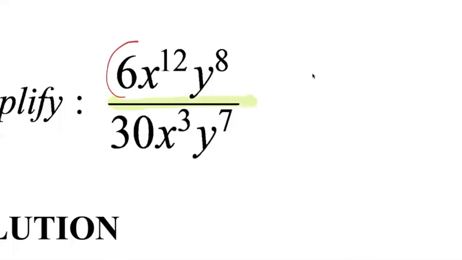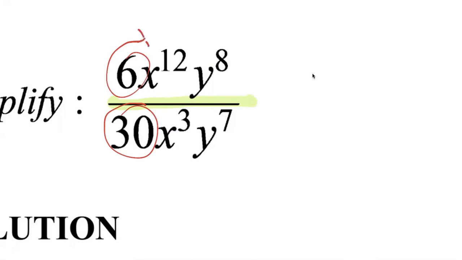So if you look at the 6 and the 30, you can't take 6 and divide it by 30. That's not 5. 30 divided by 6 is 5. So if they were switched around, it would be 5. But 6 divided by 30 is not 5. You can simplify it. You can divide them both by 6.